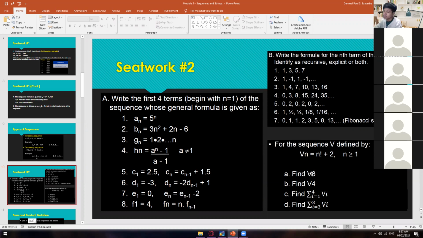So the same concept. Write it handwritten, or if you can do it on Microsoft Word, then better. But if you're going to do it handwritten, please write legibly. All right. So again, I'll give you 10 to 20 seconds to take a look at this seatwork. If you have a question or clarification, just ask me.